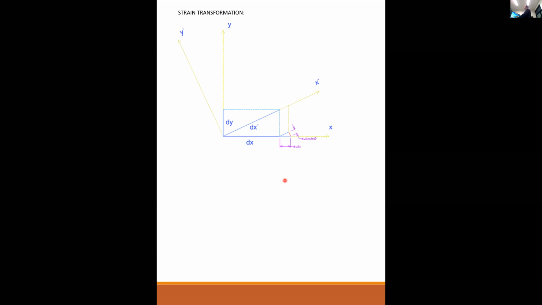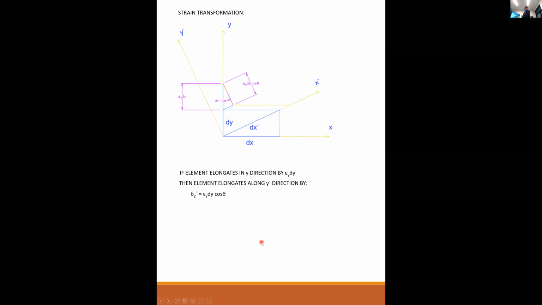We kind of go through the same routine. It's just that instead of this segment, now I'm looking at that segment that is parallel to the y prime. So if the element elongates in the x direction by epsilon x dx, then the element elongates in the y prime direction by delta y prime, which is epsilon x dx sine theta. Really all we're doing is just switching from cosine to sine. And this one becomes cosine instead of sine. So delta y prime is epsilon y dy cosine theta.